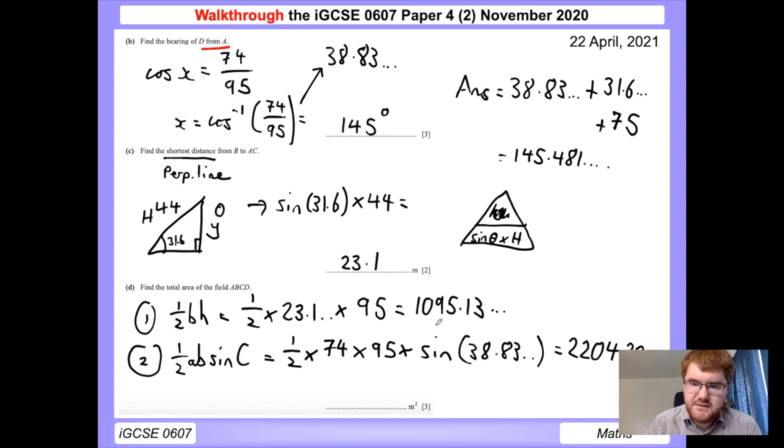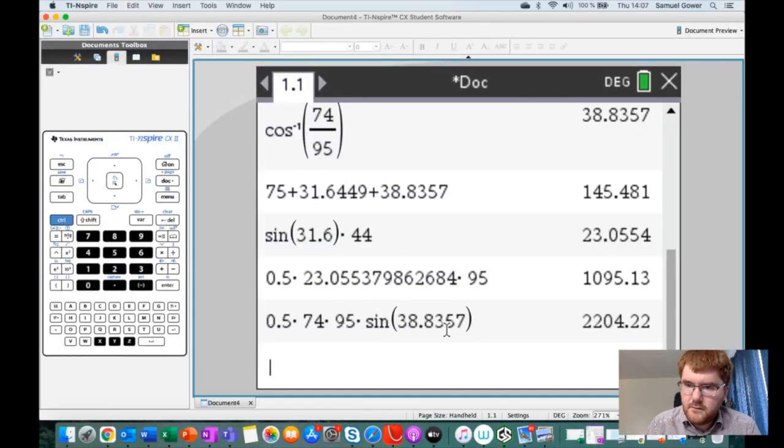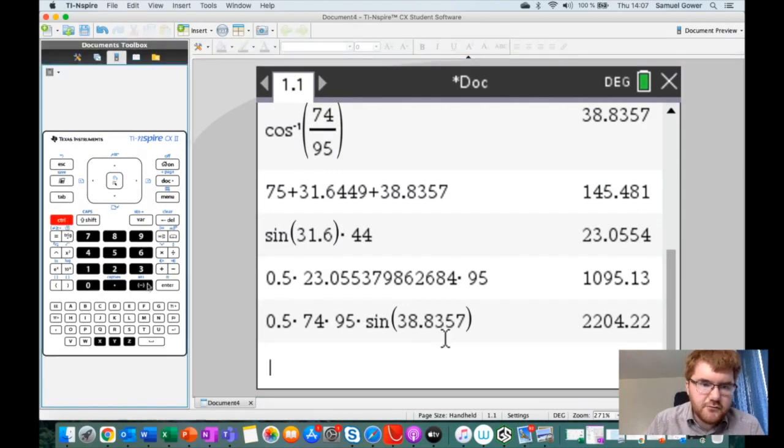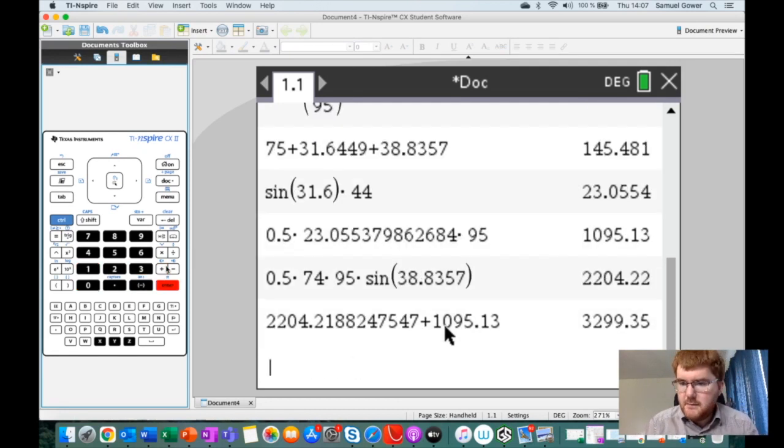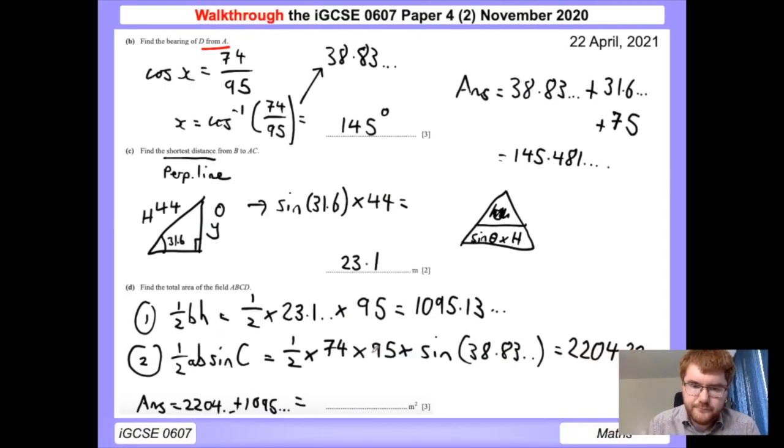And then we just add those two answers together. So our answer is equal to 2204 dot dot dot plus 1095 dot dot dot. The way I do this is control answer. You can store as variables as well. Plus 1095.13, and we get 3299.35. Let me just write that over here. But this is going to round to three significant figures of 3,300, which is our answer.